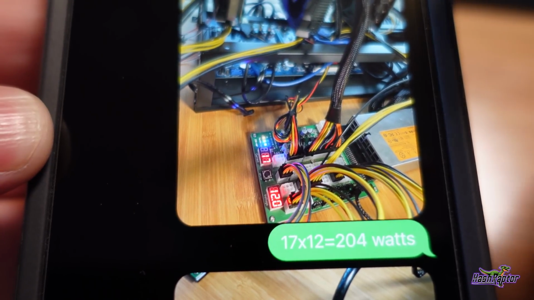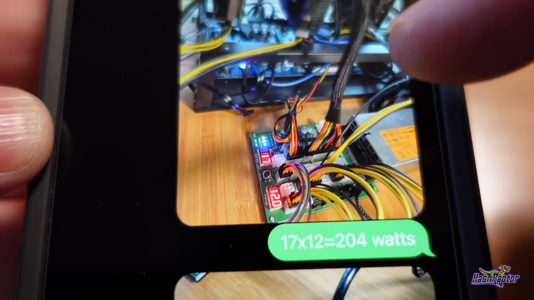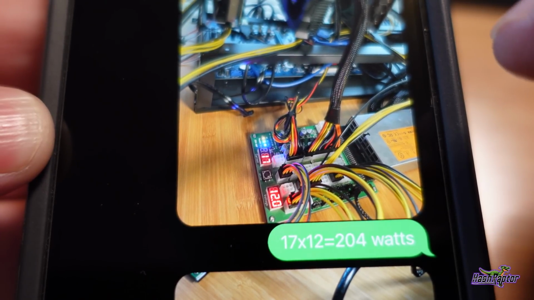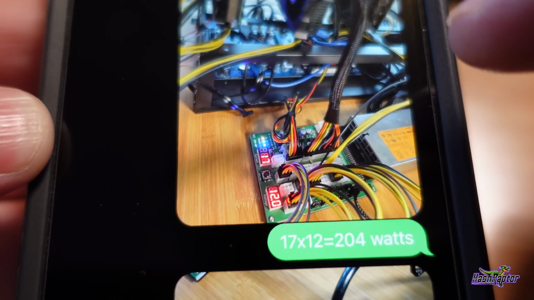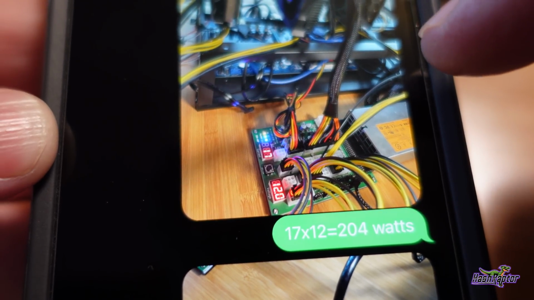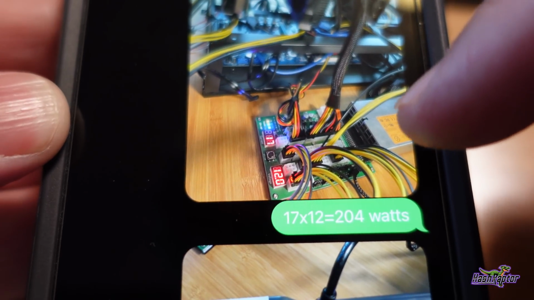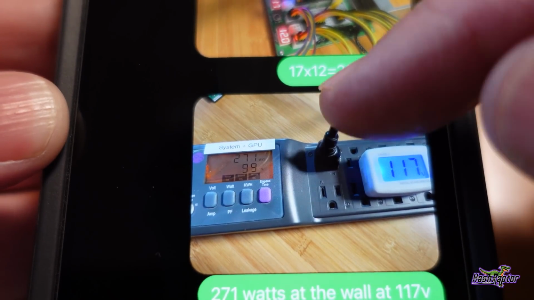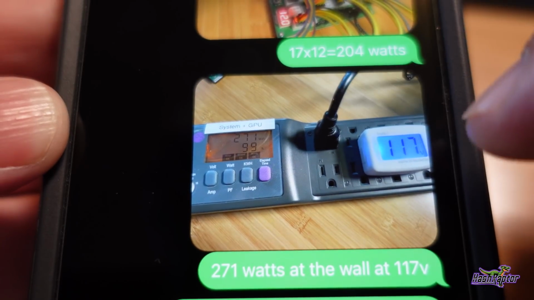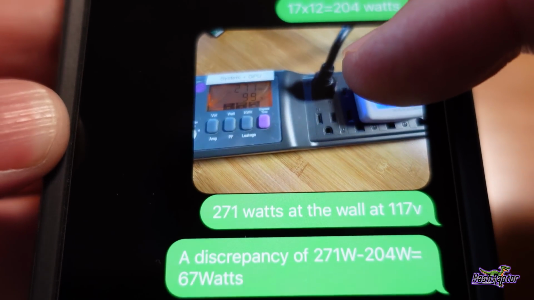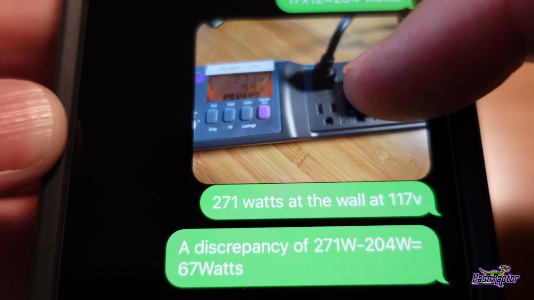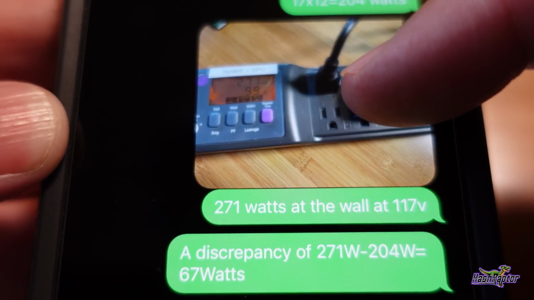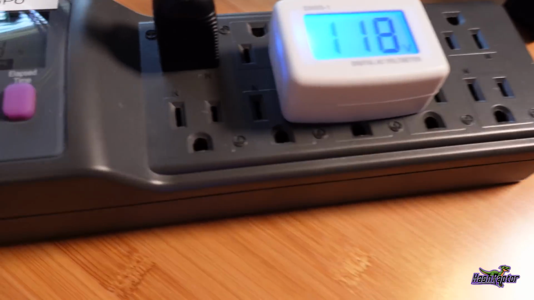All right, so I will show you the readings here, but here's the math. On the breakout board, and keep in mind this is the DC side, so if there's any electricians out there that can help me make sense of this, I would appreciate it. So we are at 17 amps and at 12 volts, which equals 204 watts. Now, if we come over at the wall, we are at 271 watts at 117 volts. So that gives us a discrepancy of 271 watts minus 204 watts is 67 watts, or roughly just under 25% discrepancy. I'll just show you that right here.